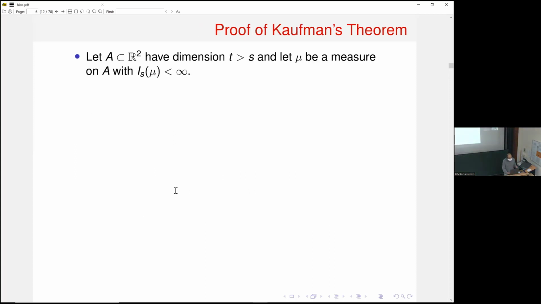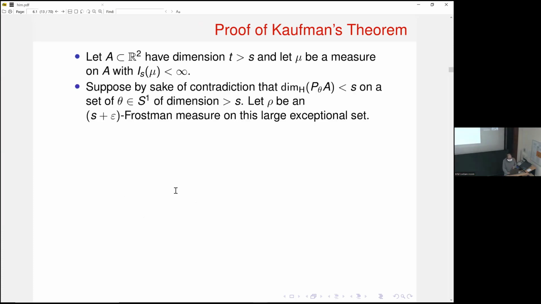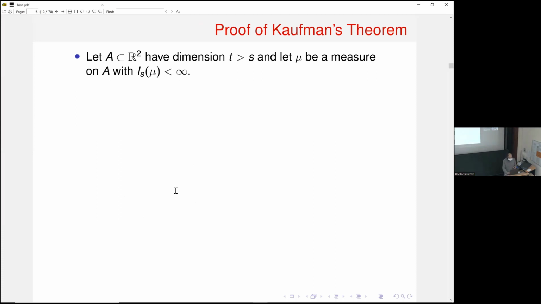Okay, so once we know that, then the point is that we can look at all of the projections of A using just one single integral. And then once we have an integral, one does Fubini, and basically that's the proof. Okay, so here are a bit more details.